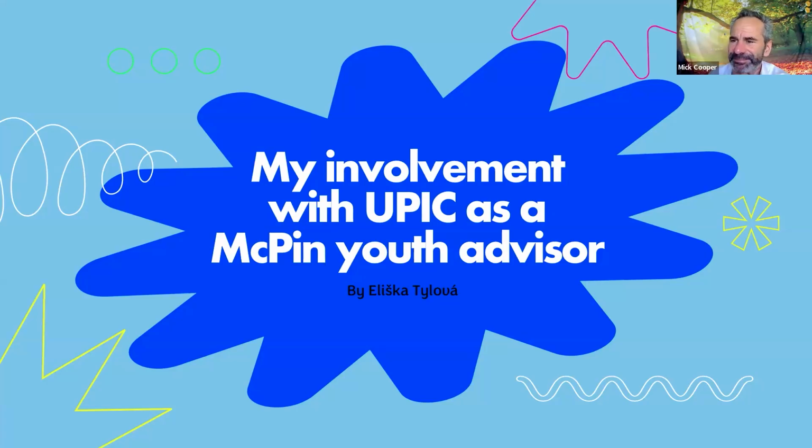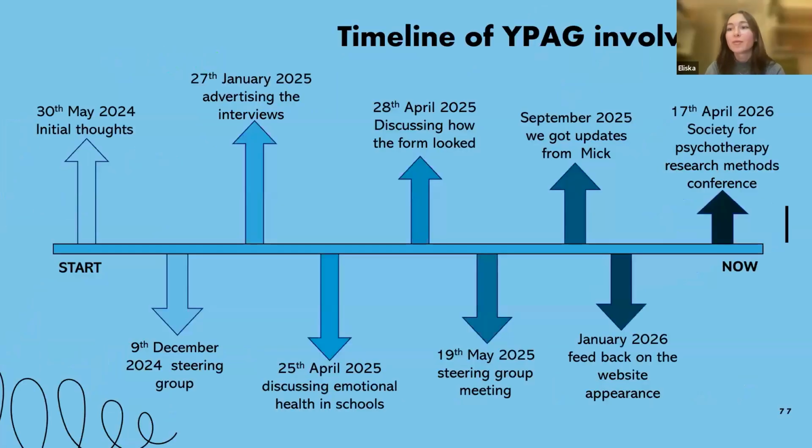Thank you. So hello, I'm Alishka. I'm part of the Young People's Advisory Group at the McPin, and I'll just be talking about how I've been able to help with the project. Could you go to the next slide, please? As you can see, there were many points over the last 2 years where the advisory group got to collaborate with Mick and the team, and I'll talk through what we roughly covered throughout the 2 years.